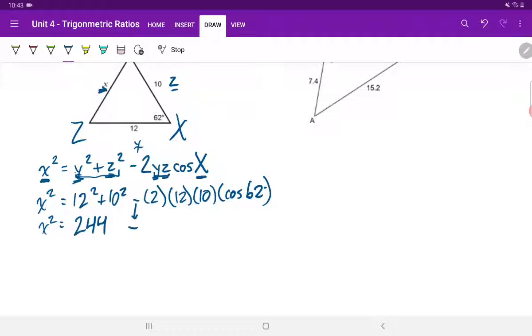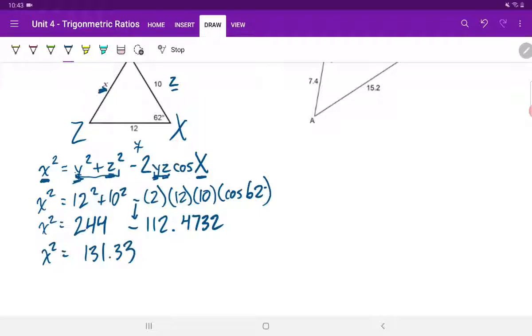Bring down your minus sign. And now do your entire multiplication there. So 2 times 12 times 10 times cos 62. Okay? And I would always round that value there to about 4 decimal places. You end up with 112.4732. All right, now you just subtract those two numbers. Okay? Right there, and that's not your final answer.